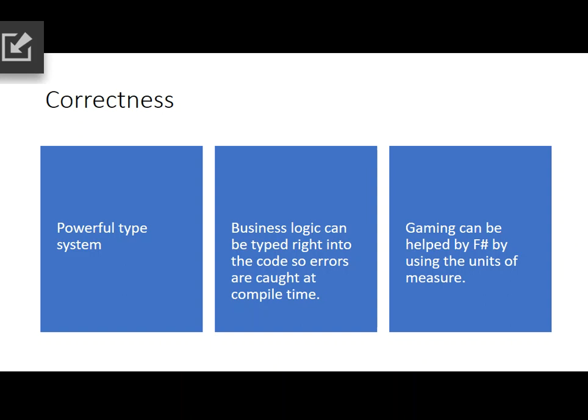The correctness has a powerful type system. The business logic can be typed right into the code, so errors are caught at compile time. And in my other talk today, I'll be going into more of that in depth in Making Impossible States Impossible. And it has units of measure. So if you're doing gaming, a lot of times you need that, or if you're in the finance world, having units of measure can be a big deal.